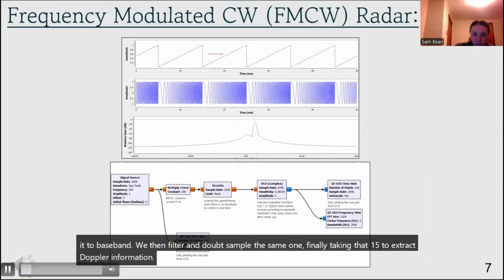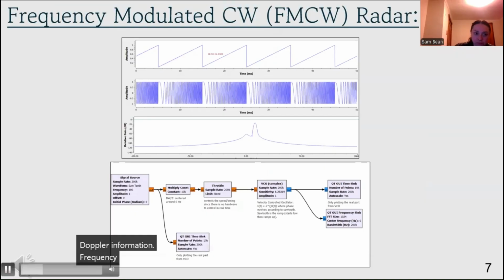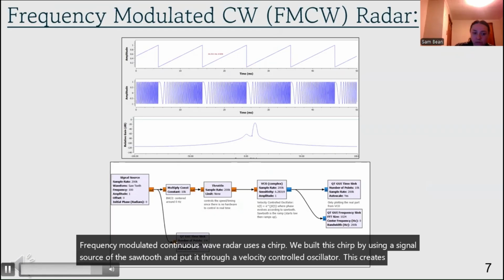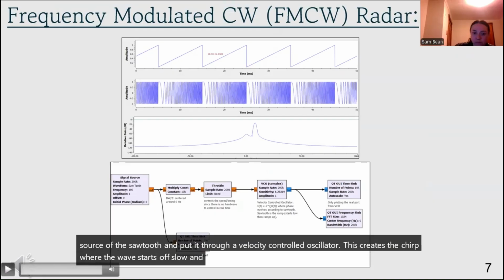Frequency modulated continuous wave radar uses a chirp. We built this chirp by using a signal source of a sawtooth and putting it through a voltage controlled oscillator. This creates the chirp, where the wave starts off slow and then gets faster.